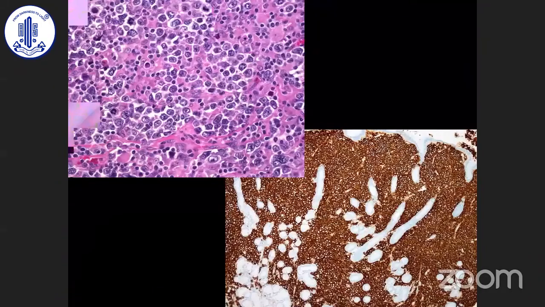Now, this is what the light microscopic picture showed. Large, angry-looking cells. They were CD20 positive, which makes it a diffuse large B-cell lymphoma. Now, diffuse large B-cell lymphoma is a very aggressive tumor, but if appropriate treatment is given at the right time, it has a great prognosis.